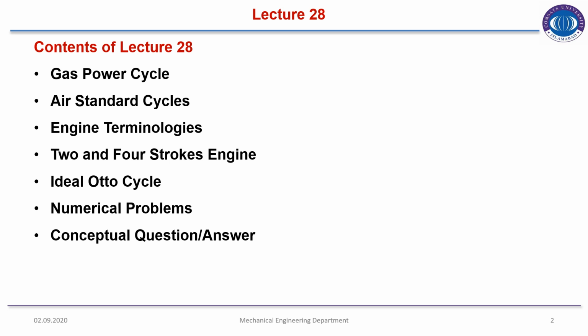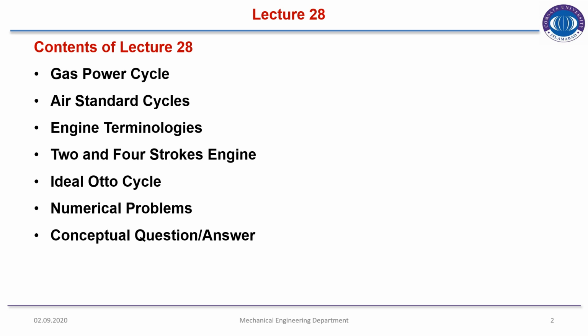The second classification is gas power cycles. In a gas power cycle the working fluid is in gaseous form. Here it may be in the form of air or other gaseous substances. We will look into the details.